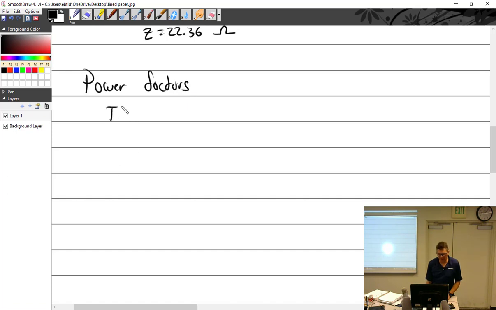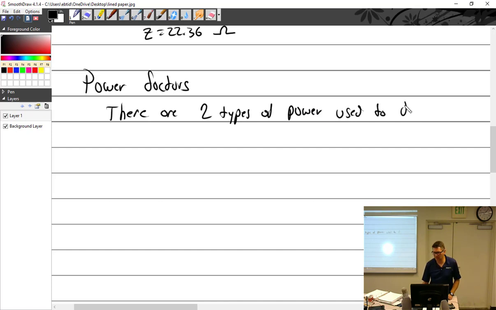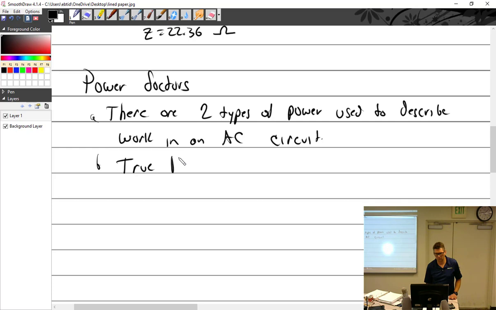There are two types of power used to describe work in an AC circuit. True power, in watts. Actual amount of power consumed by resistance.